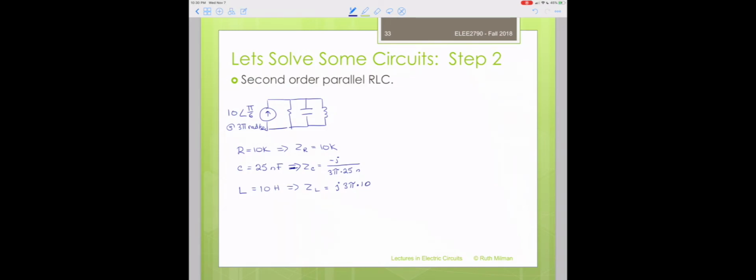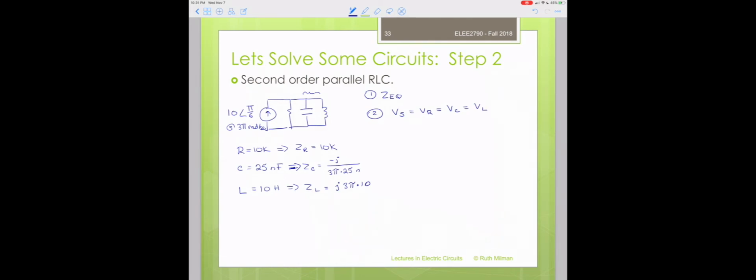Recall the things you need to do in order to do this. You're going to need to get your parallel branches. It's very easy to take these two parallel branches first and then take the third one afterwards. That's probably easier than it would be to deal with all three of them all at once, by the way. Once you do that, you want to find ZEQ. That's your first step. Your second step, once you've done that, is to find the voltage across the source, which is equal to the voltage across the resistor, which is equal to the voltage across the capacitor, which is equal to the voltage across the inductor, because they're all in parallel.